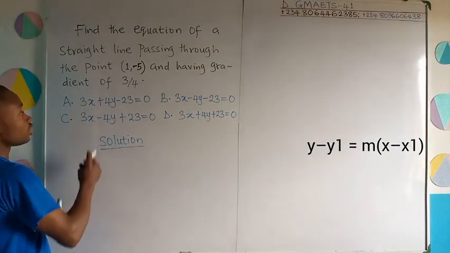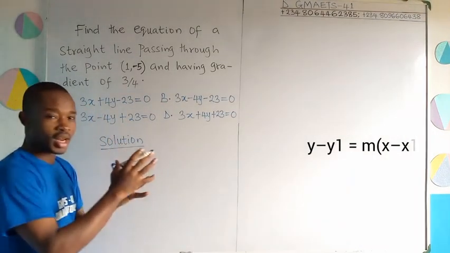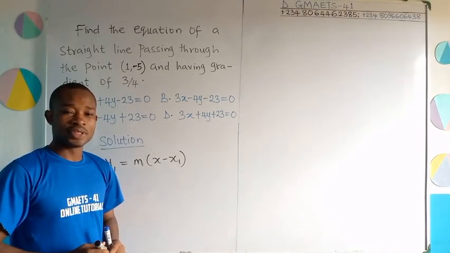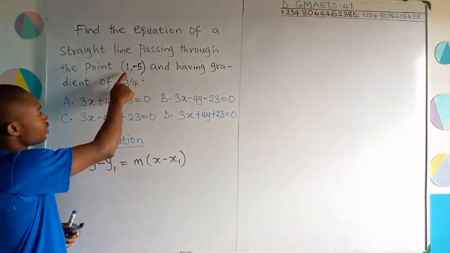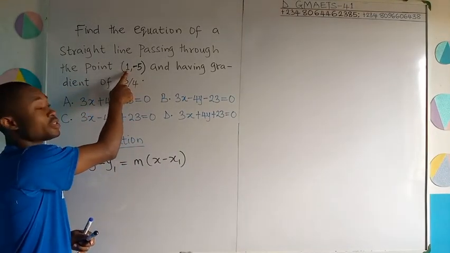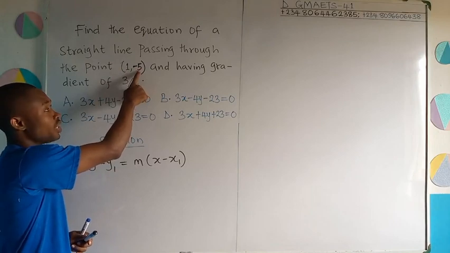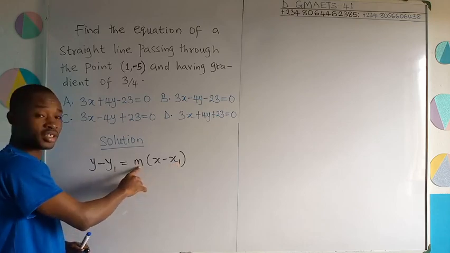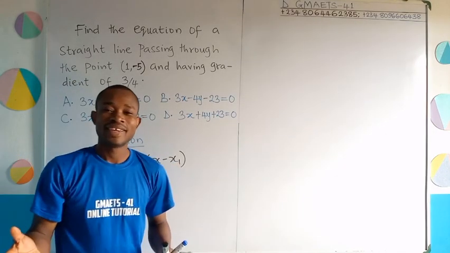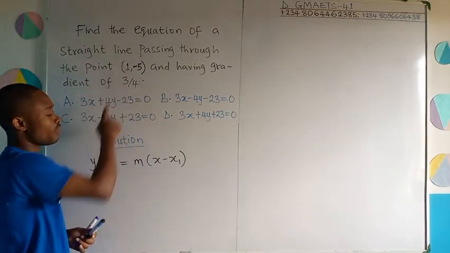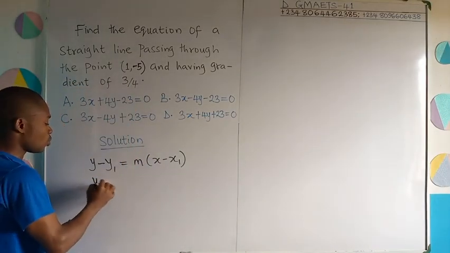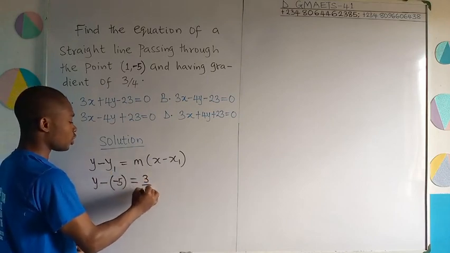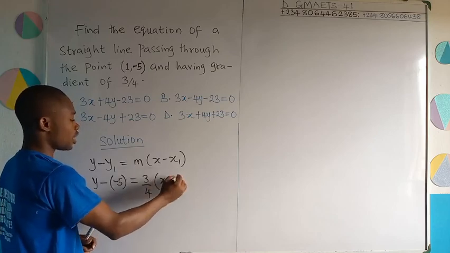So we're going to use this information to determine the equation of this straight line we have here on the board. We're going to substitute into this equation. From the problem given to us, x1, which is this coordinate, is 1, and y1, which is this coordinate, is -5. Then gradient m, which is also slope, is 3/4. So let us fix these values and see. y minus y1, which is -5, equals the gradient 3/4, open bracket x minus x1, which is 1.